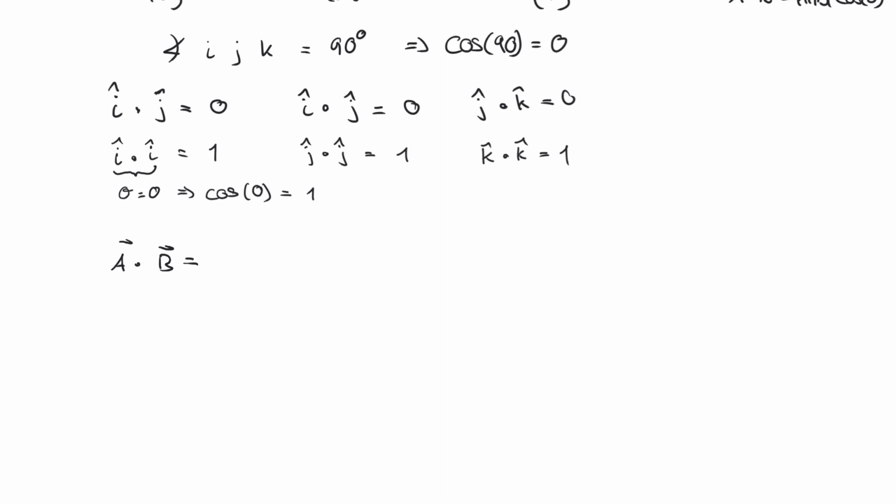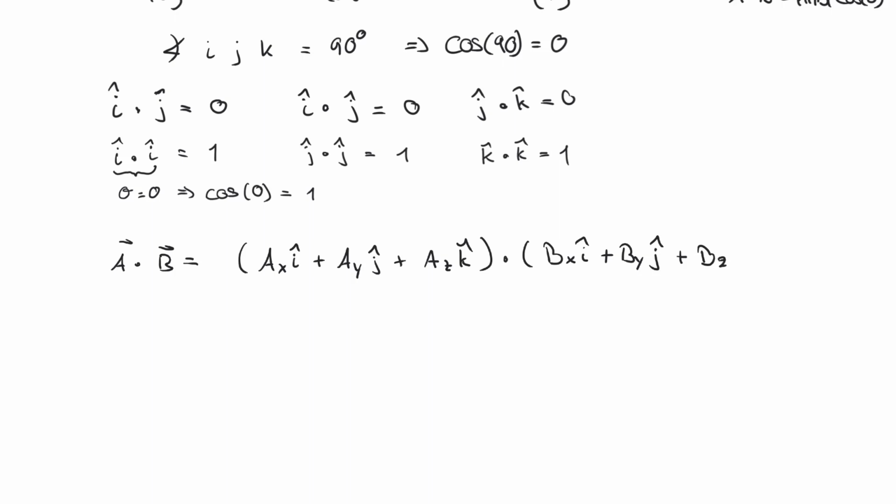And you probably remember this formula from high school in a different way, or in an additional way, I should say. So you may remember this as ax, which we write as i hat, and ay j hat plus az k hat. And now I'm going to dot this onto bx i hat plus by j hat plus bz k hat.